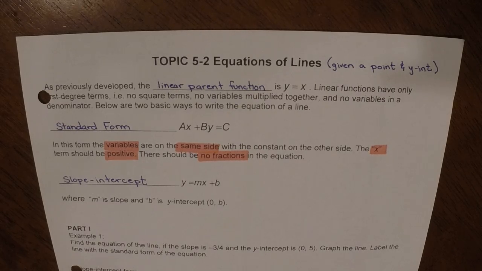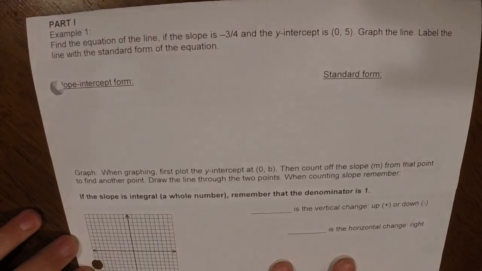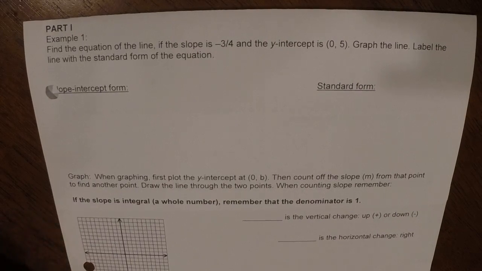So let's look at example 1 and see how we would find slope-intercept and standard form. So example 1 says find the equation of a line if the slope is negative 3/4 and the y-intercept is (0, 5). Graph the line and then label the line with standard form of the equation.